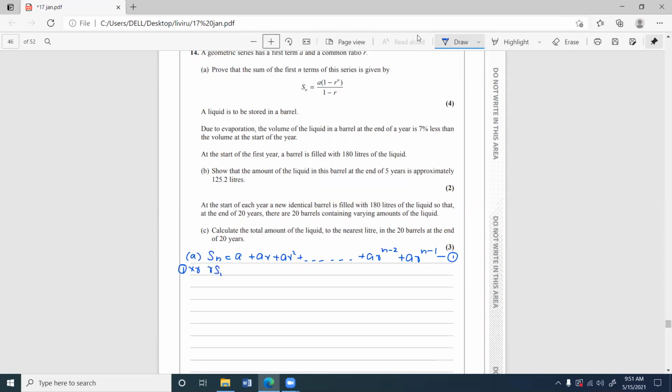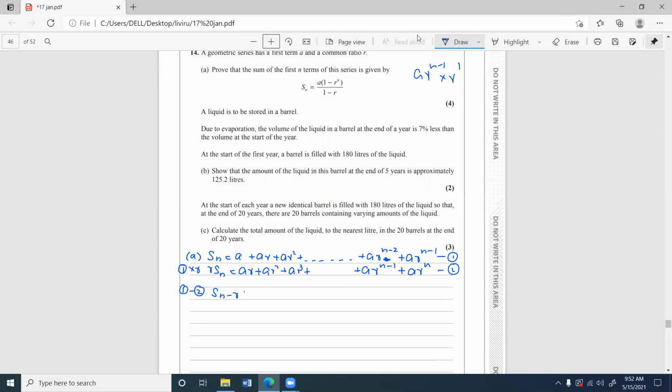So r times Sn is equal to ar plus the second term ar squared, third term ar cubed, and this last term becomes ar to the power n minus 2 multiplied by r, which is ar to the power n minus 1, plus ar to the power n minus 1 multiplied by r, which is ar to the power n, since you add the powers together. Then look at the second equation. What I can do is subtract the second from the first. Then what do you get?